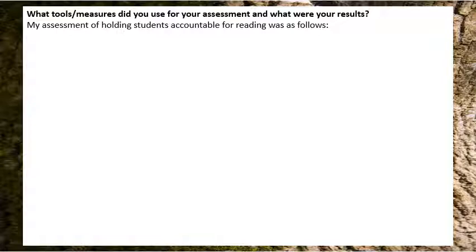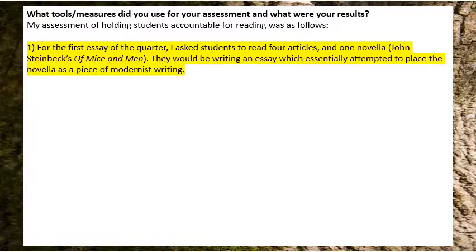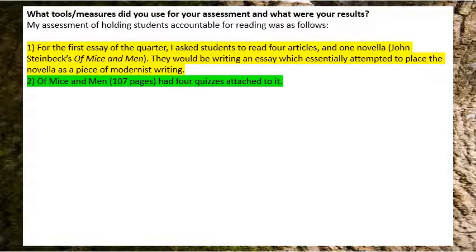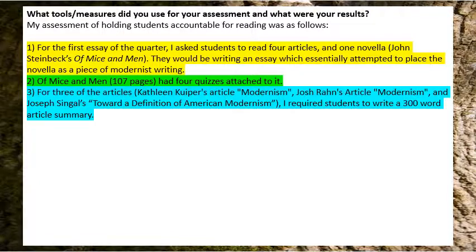So my assessment of holding students accountable for reading was as follows. For the first essay of the quarter, I asked students to read 4 articles and 1 novella, John Steinbeck's Of Mice and Men. They would be writing an essay which essentially attempted to place the novella as a piece of modernist writing. Of Mice and Men, which was 107 pages, had 4 quizzes attached to it.